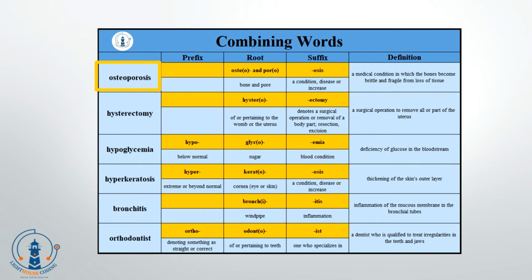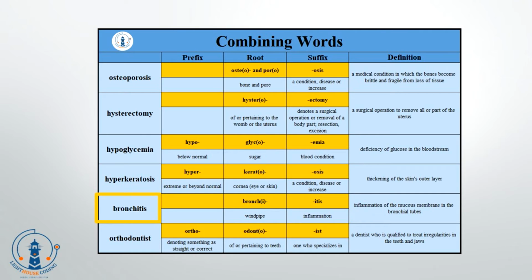Notice osteoporosis, which has two roots, osteo and por, meaning bone, and porous, along with the suffix osis. Osis means a condition or a disease. Osteoporosis is a condition of porous bones. Hypoglycemia is made up of the prefix hypo, the root word glyce, and the suffix emia, below normal sugar in the blood. Hypoglycemia is a deficiency of glucose in the bloodstream.